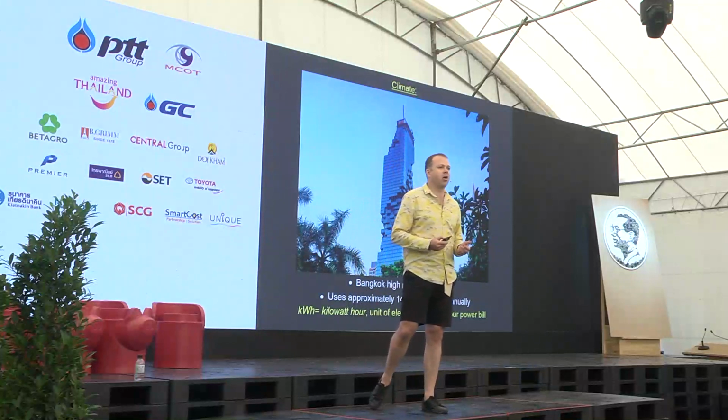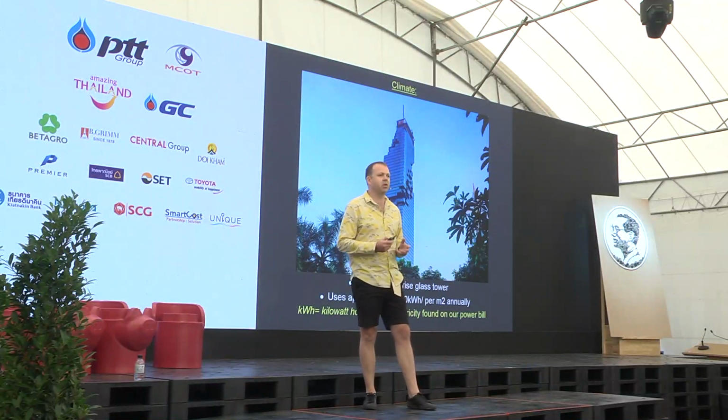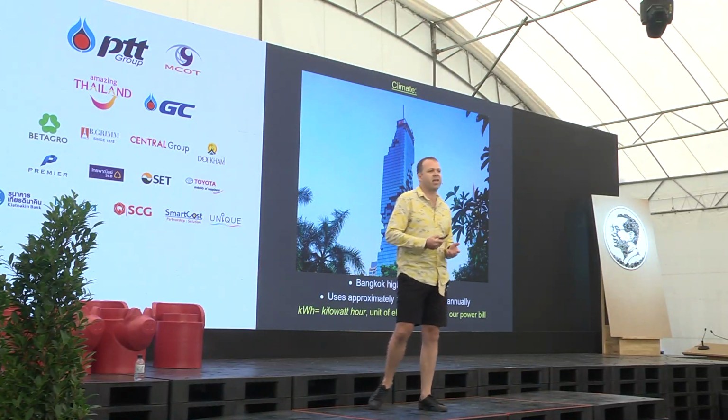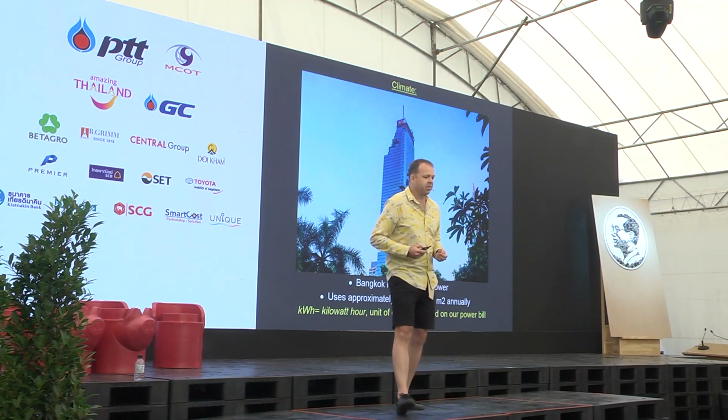An average high-rise glass tower in Bangkok will use around about 140 kilowatt hours per square metre annually. That's a lot of energy. If you look at your power bill at home, that tells you how much energy you use in a month, and you can work that out over a year. Fundamental stuff. A Thai middle-class house at around about 300 square metres will use around 55 kilowatt hours per square metre annually.